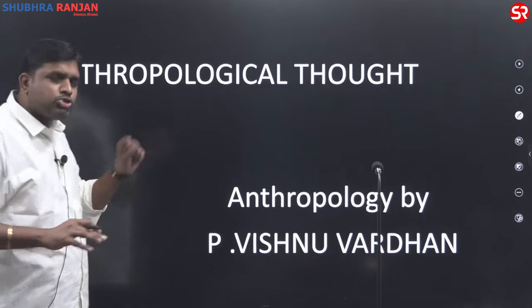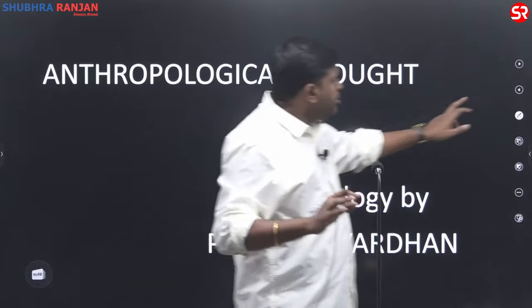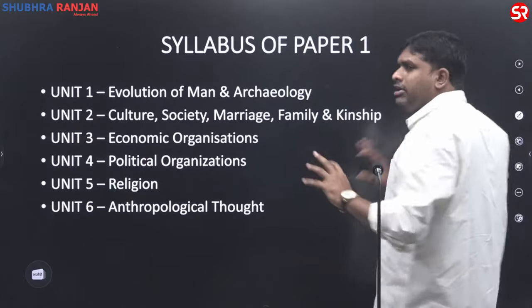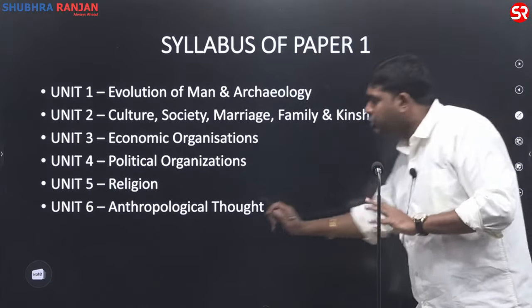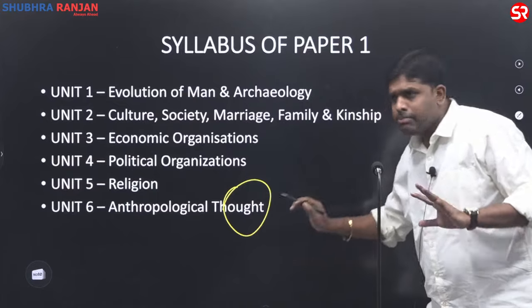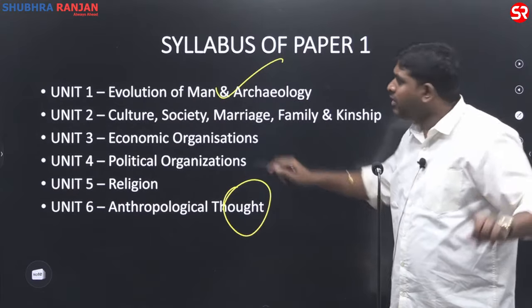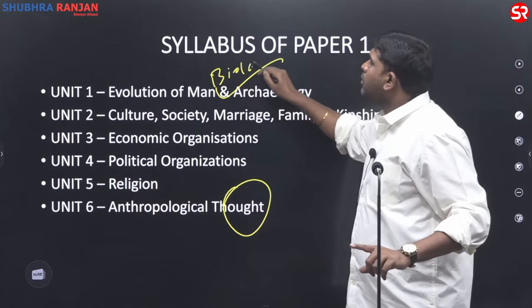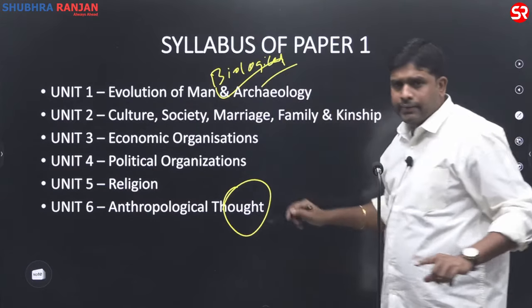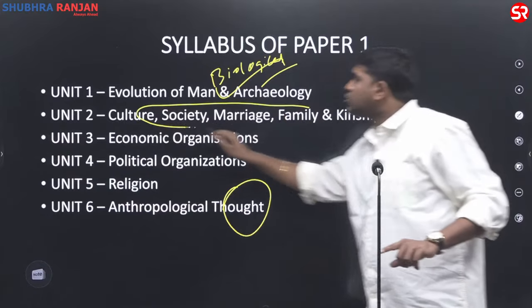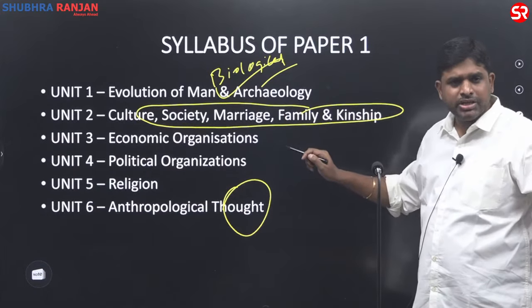So, how many schools are there? First I will tell you. I am going into anthropological thought, which is unit number 6. Before that, we have evolution of man and anthropology as unit number 1, which is biological evolution of man. Then we have culture, society, marriage, family and kinship in the second unit.